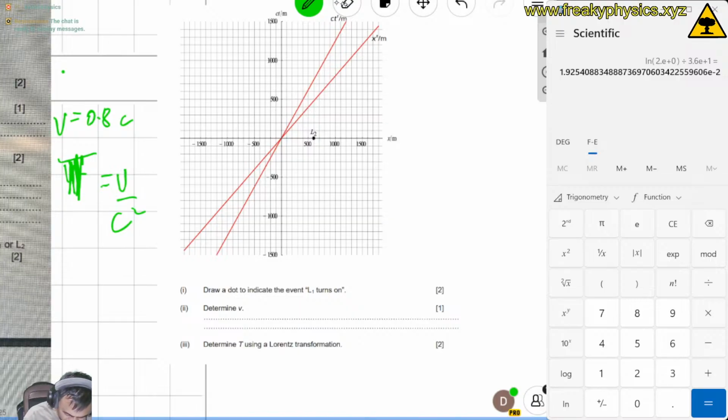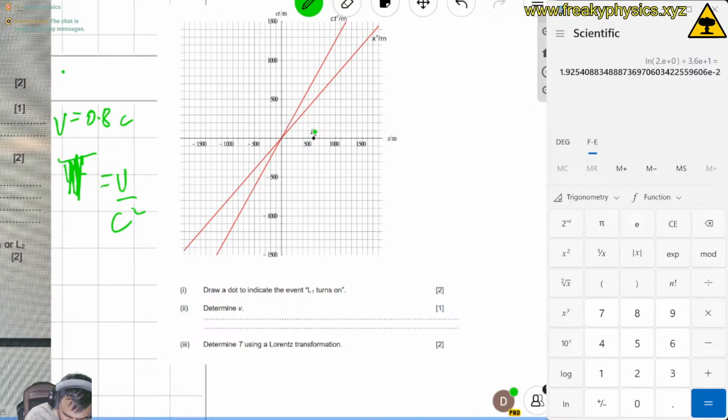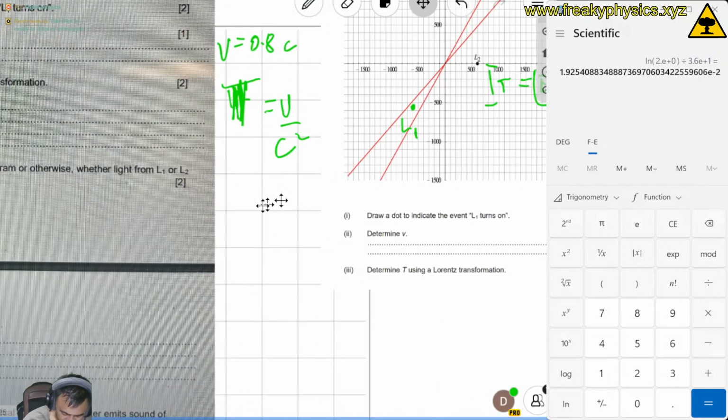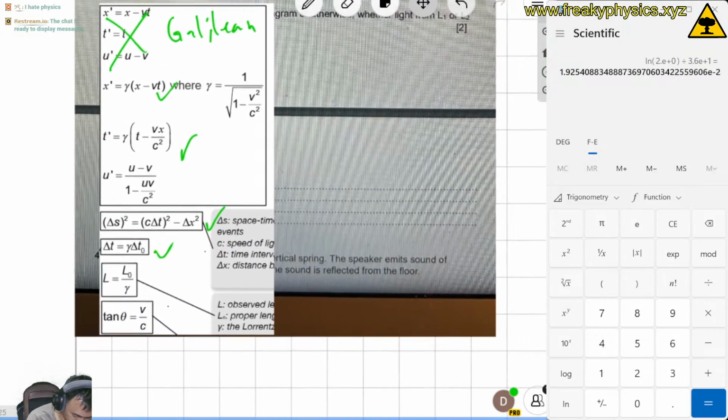So again, we need to know what the Lorentz is. We know that L1 should be somewhere here. Should be somewhere there. What's our T? Our T is this interval here, which is going to be equal to some delta T. So we are going to use the delta T formula. You were right, we'll use that.